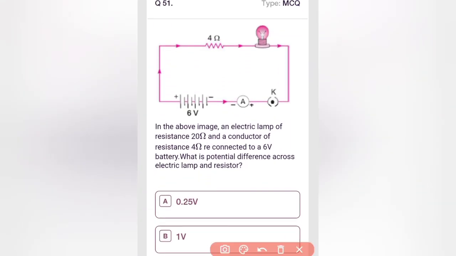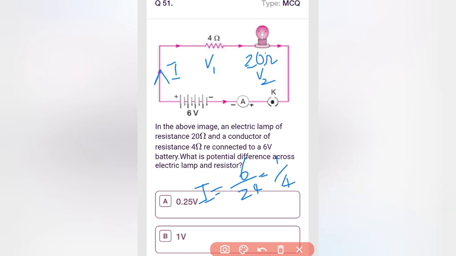Here a 4 ohm resistor and a bulb of 20 ohm are connected to a 6 volt battery. What is the potential difference across the lamp and the resistor? We need to find the voltage here and the voltage here. First we need to find this current I. So I is equal to 6 by 24, I is equal to V by R, so it's going to be 1 by 4.